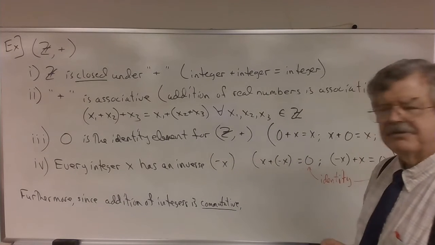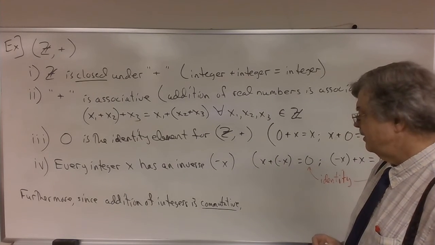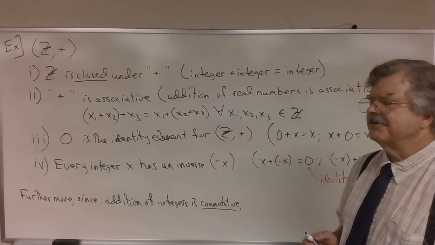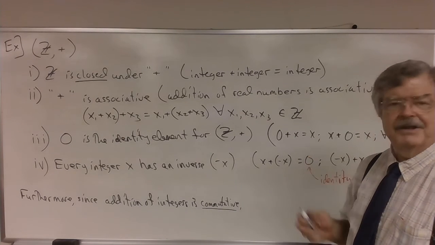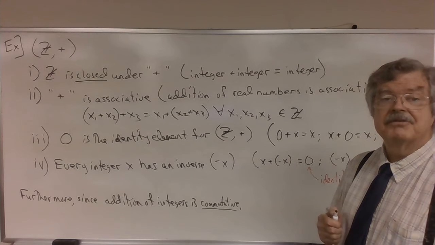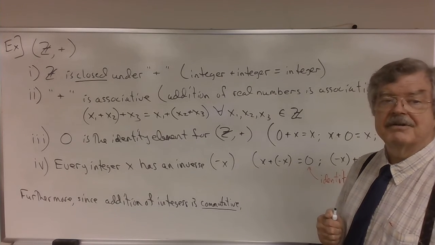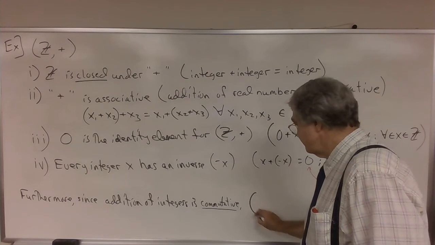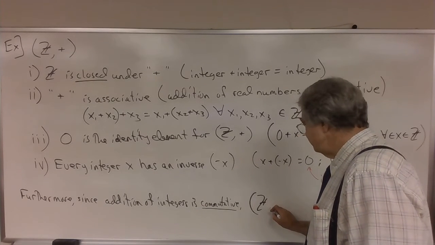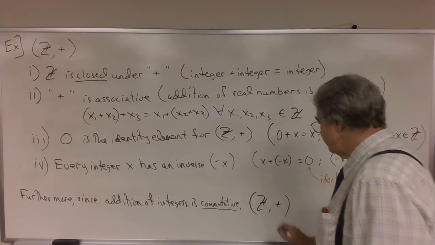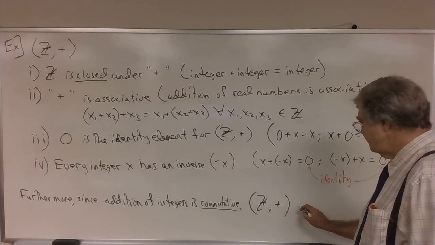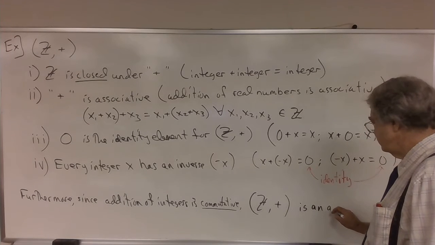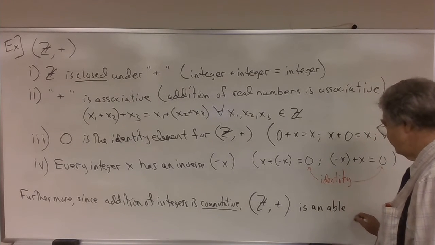Addition of integers is commutative, and that follows from the fact that the integers are a subset of the real numbers, and the real numbers in general are commutative under addition. So since this operation is commutative, the integers form an abelian group under addition.